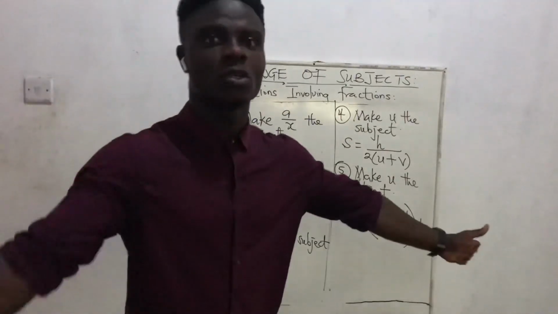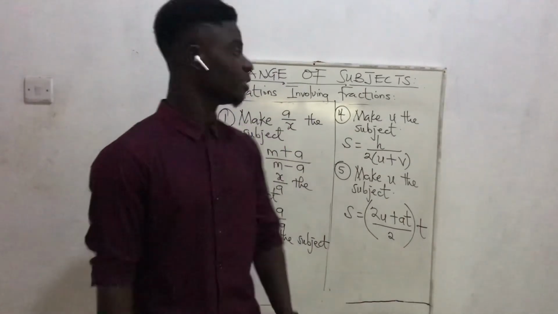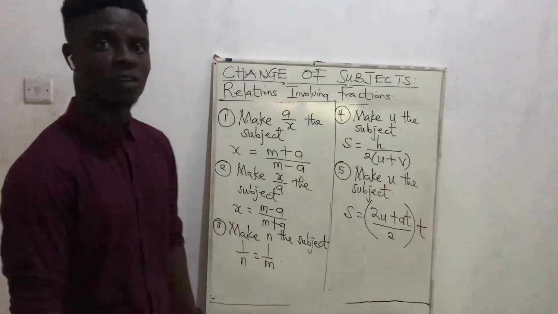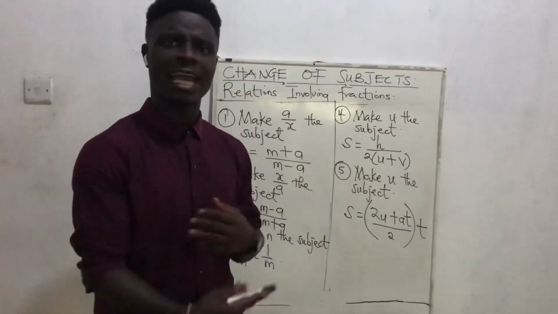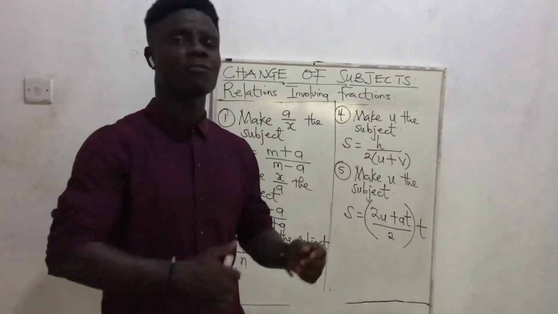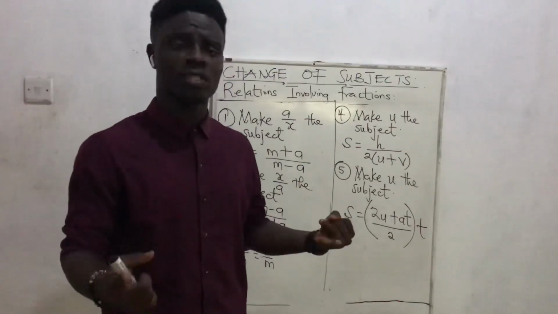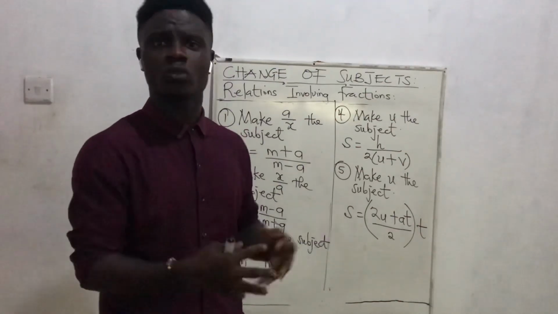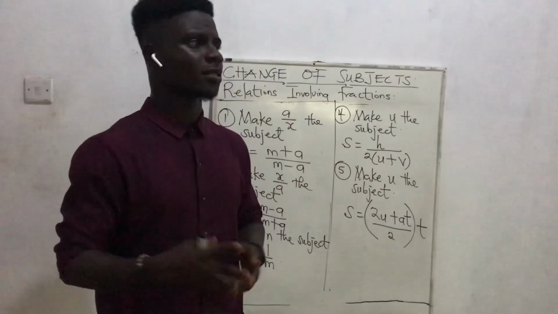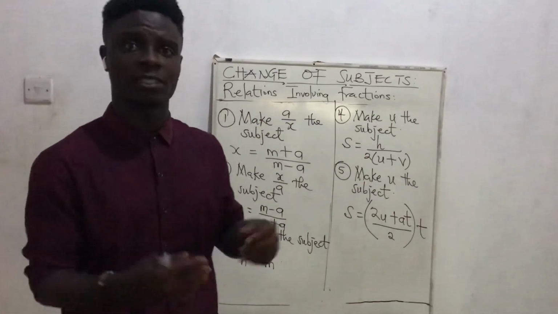Alright, we've come to the end of this lesson, this subtopic, relations involving fractions. So the next time we meet, we'll talk about what? Relations involving root signs, right? Square root, cube root, and so on. You have the fourth root, the fifth root, the sixth root. How will you solve questions involving that?